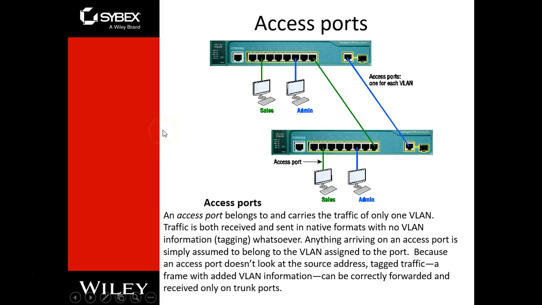Access ports. An access port is one that we connect the end devices to. End devices, computers, printers, whatever we're going to send data to and from. An access port belongs and carries traffic on only one VLAN, or 2 if we have a voice. The voice VLAN is the exception here. And then we have trunk access ports, 1 for each VLAN. So each of these machines is going to be on a VLAN.